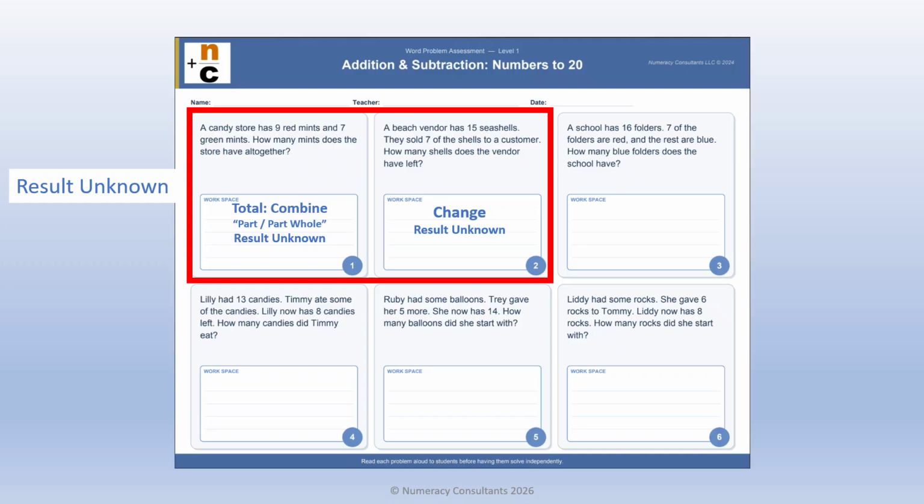It says a beach vendor has 15 seashells. They sold 7 of the shells to a customer. How many shells do they have left? Obviously the change was, there's a verb, they sold 7. So that is the change, and again, we're trying to figure out what the result is.